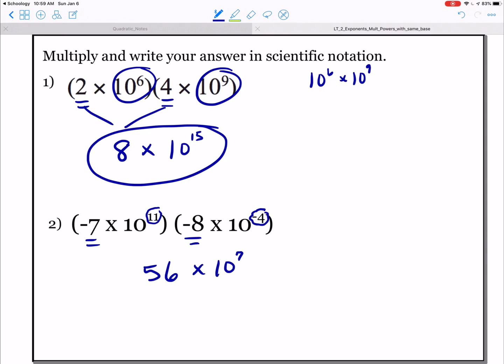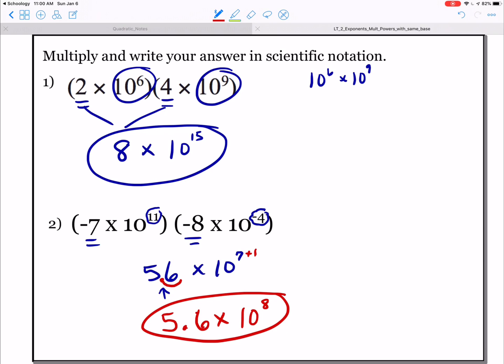Now the problem here is I'm looking at this number 56, and that is not a number between 1 and less than 10. So I want to create a number between 1 and less than 10 by making it 5.6. Now I move the decimal one place, so what I have to do is add 1 to my exponent, giving me 10 to the 8th. So I get 5.6 times 10 to the 8th.